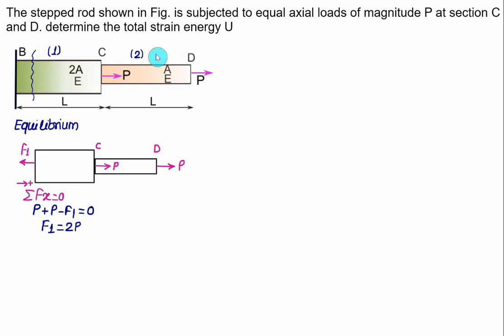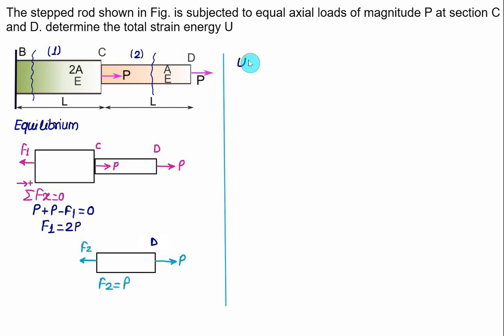Another section plane we'll cut here for rod 2. Let's show the external force equal to P and the internal force in rod 2 will be equal to F2. So if we apply sigma Fx, we will get the value of F2 equal to P. The total strain energy U will be equal to U1 plus U2. That is, we have 1 by 2 F1 square multiplied by L1 divided by A1 E1 plus 1 by 2 F2 square L2 divided by A2 E2.